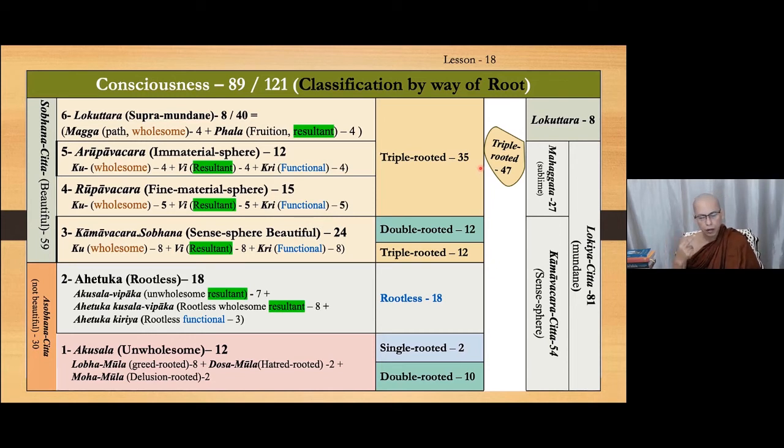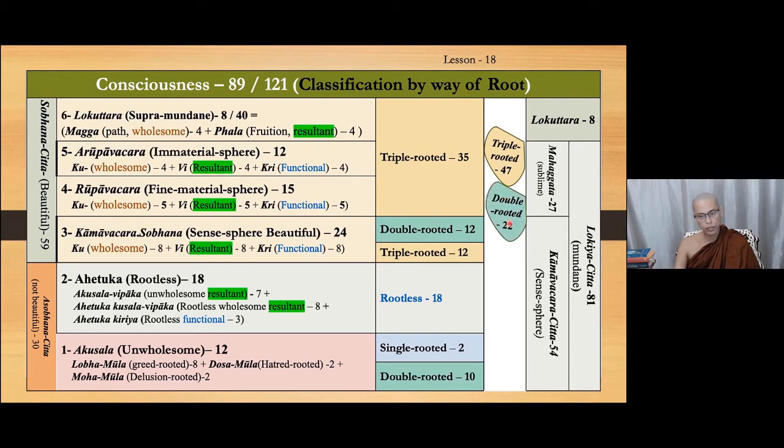So alobha and adosa, 2 mental factors, are contained in the beautiful universals. That is why when our beautiful consciousness arises, they already arise. But here, the 2 roots are alobha and adosa. So when it is accompanied by amoha, panna, it becomes triple rooted. That is why the nana sampayutta 47 are all triple rooted.